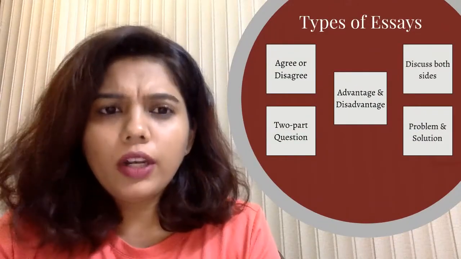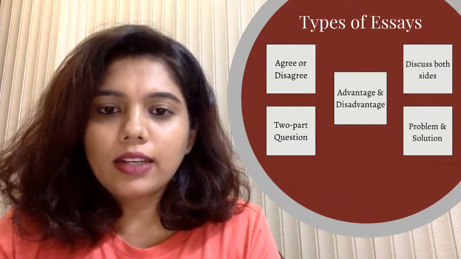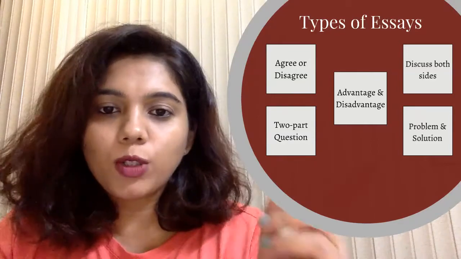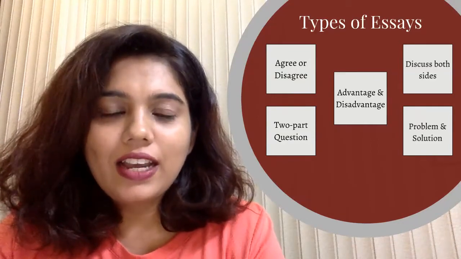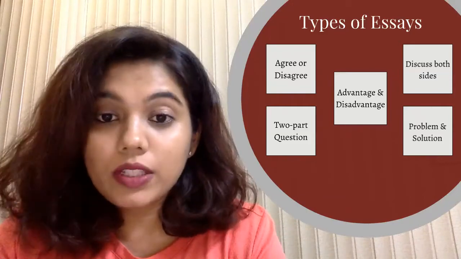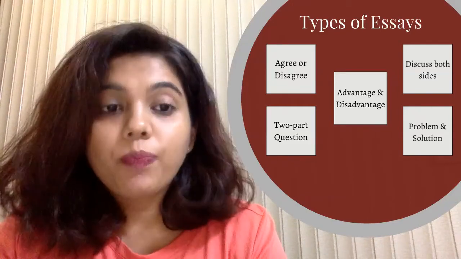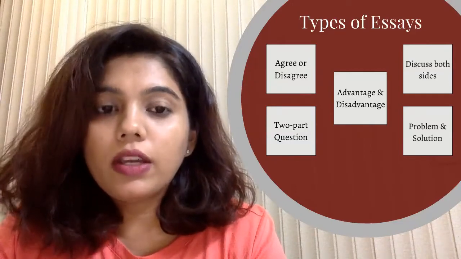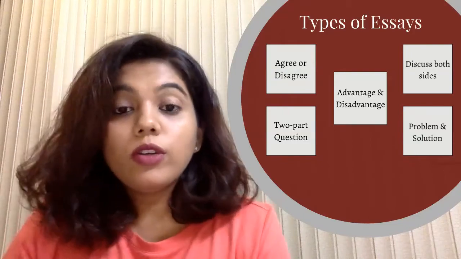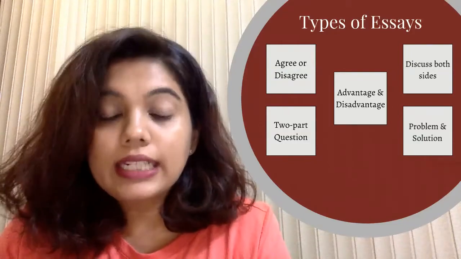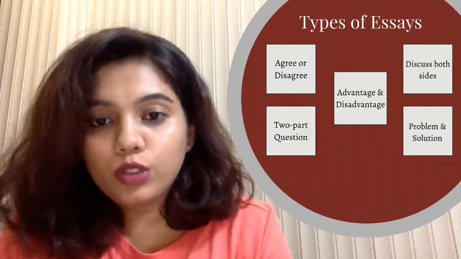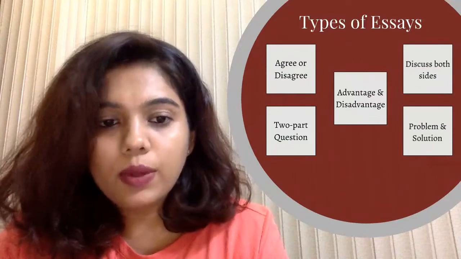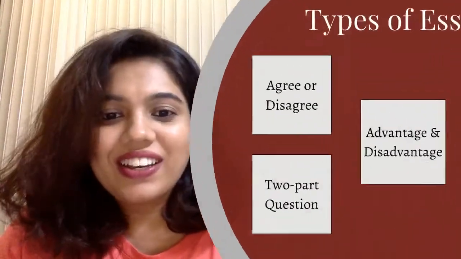So there are broadly 5 categories in the essay type, and they are classified as what you can see over here on your screen. The 5 categories are agree or disagree, advantage and disadvantage, discuss both sides, problem and solution, and the last one being a two-part question. So we are going to look into all of these types in detail. What is the format that you should follow while writing them, and what are you expected to do in each essay type?